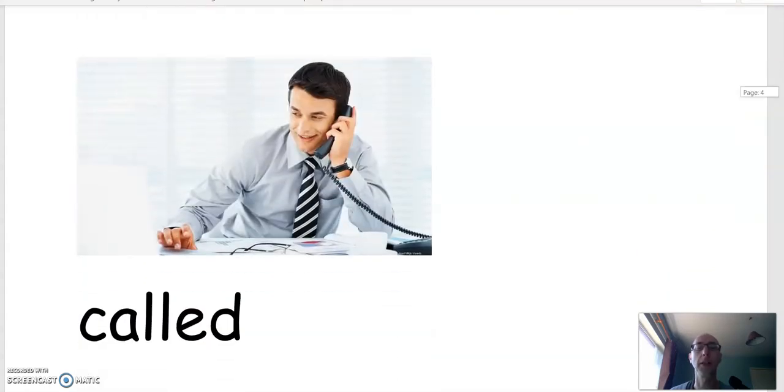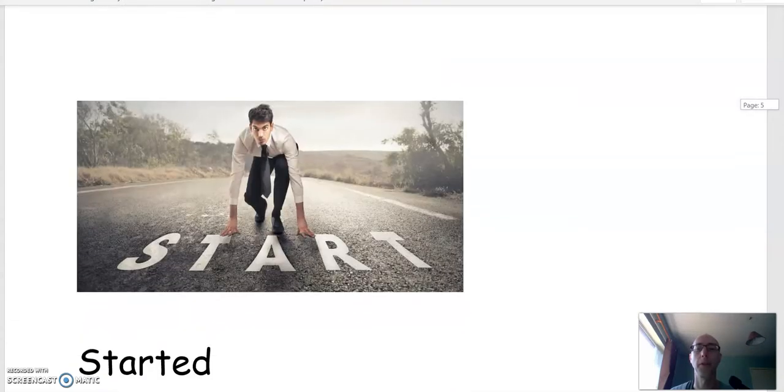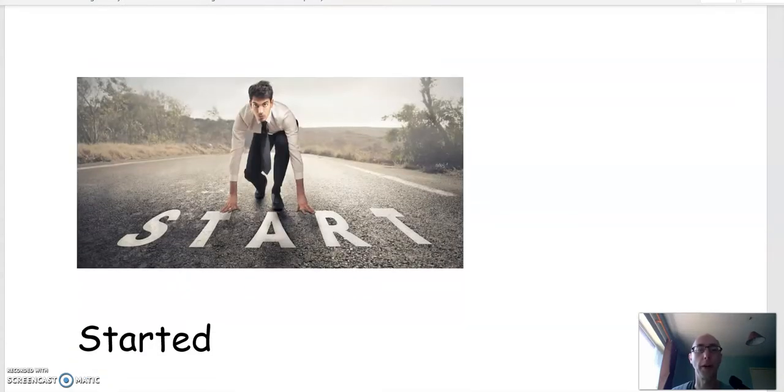In some verbs the ed is just D. Called. Yesterday I called. We also have opened, etc. And some verbs we have the ed is id, so started. And this happens anytime we have a T or a D at the end of the verb. So there's the T. Started. So it's also the same for needed. And anytime we have a T at the end.